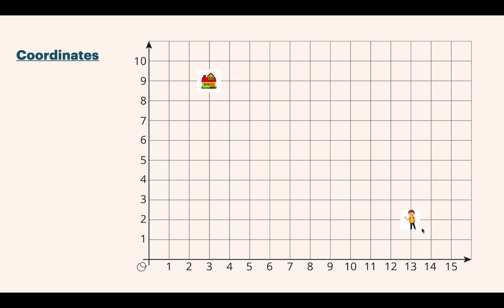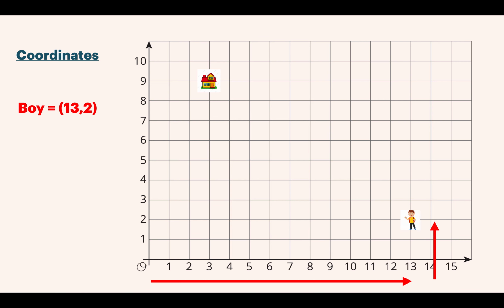What we're going to be doing is first of all counting along our x-axis. We can see that the distance from 0 to the boy along our x-axis is 13. He's perfectly in line with 13. And then we need to count our y-axis. We can see that he is 2 on our y-axis. So the coordinate of the boy is 13, 2. Just like that. Remember that comma in between the x and the y coordinates. So we found point A.